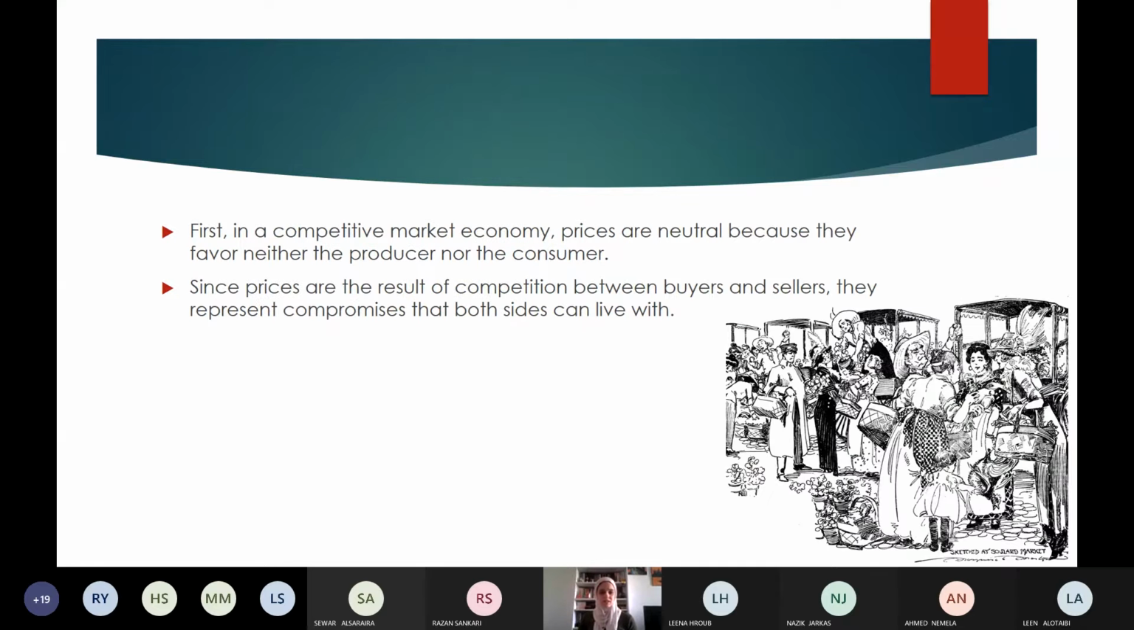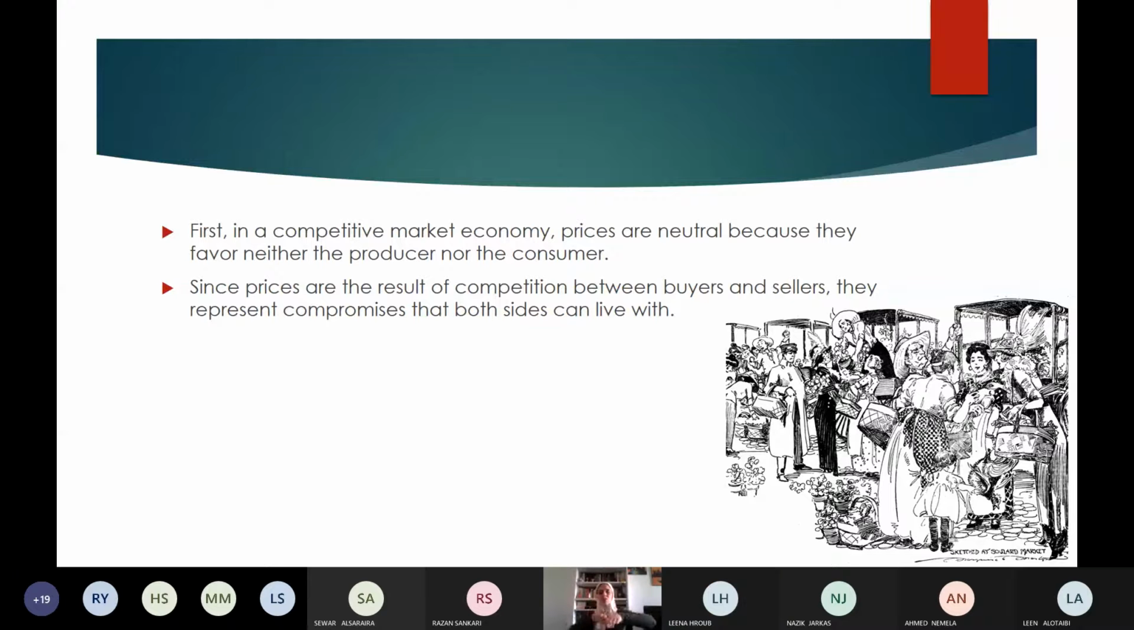Prices in a competitive market economy are neutral, because they favor neither the producer nor the consumer. Like if a producer produces sugar, he cannot put the sugar at a very high price, because if it's very high, I will go and buy from the other one. It is a competitive market. For example, in Al-Asim there is Al-Usra sugar, and there is another sugar whose name I don't remember. For rice, Al-Sha'lan, Abu Kas, Abu Bintain. These are names. If Al-Sha'lan is too expensive, I will not buy Al-Sha'lan. I will go to Abu Bintain. Right? This is a competitive market.